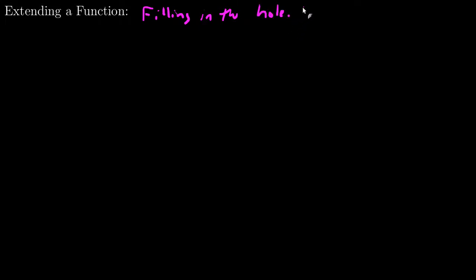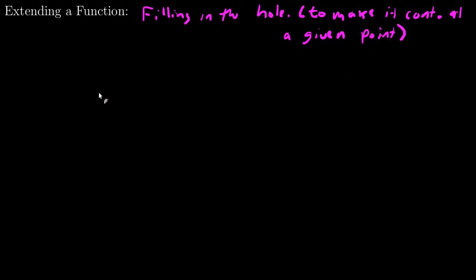And the purpose for this is to make it continuous at some given point, and you'll be given the point unless there's only one discontinuity, in which case that's the point you would have to extend it at.